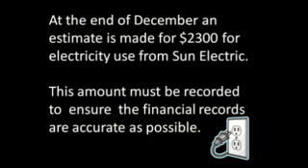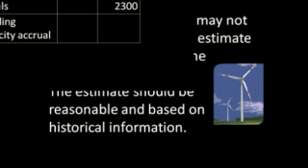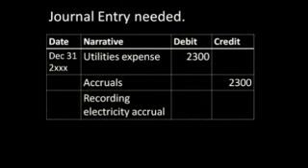When Green Days comes to the end of the month, they need an estimate for electricity. Based on previous usage, they estimate $2,300 of electricity has been used. They now need to enter this to the accounts. To do this, the journal entry would record a debit to the utilities expense of $2,300 and a credit to the liability of accruals.